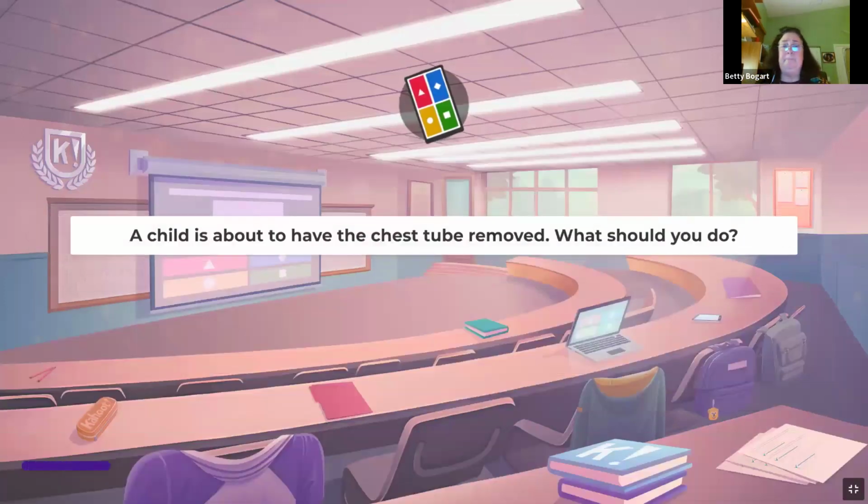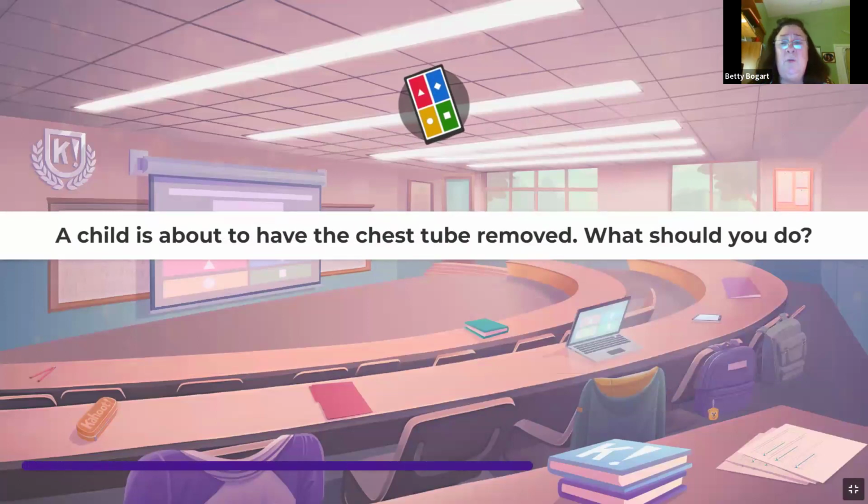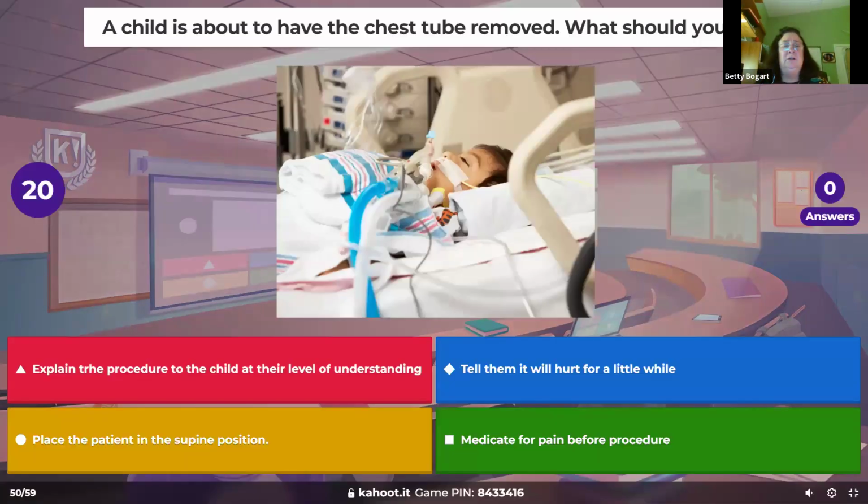A child's about to have a chest tube removed. What should you do? I might tell you it burns.